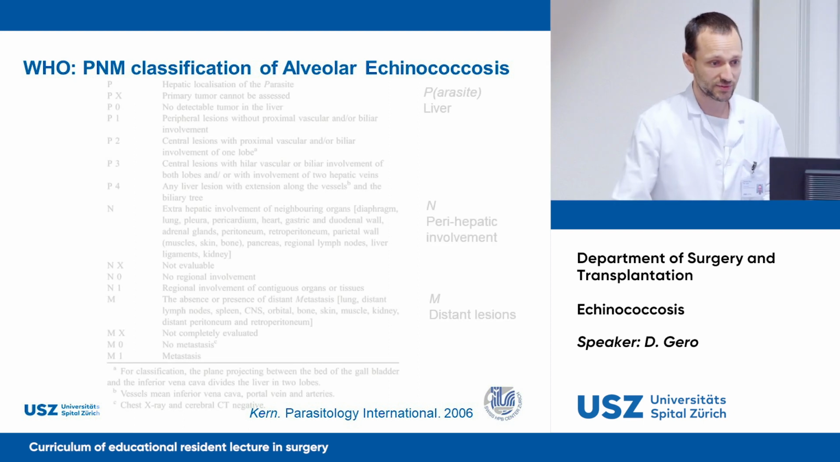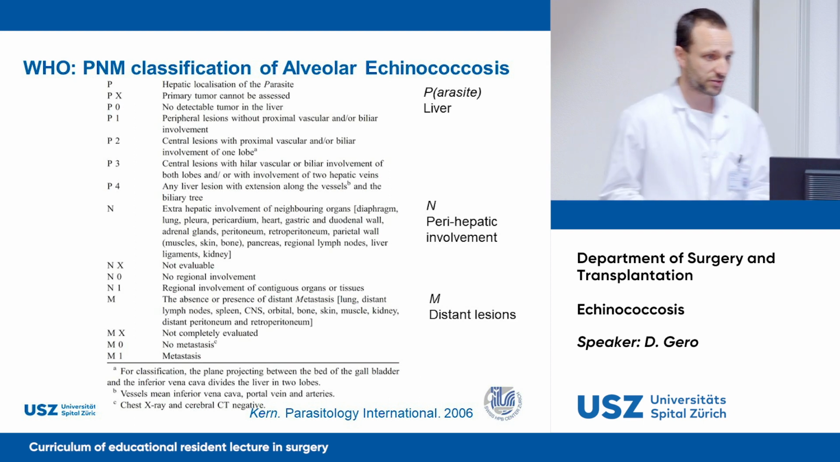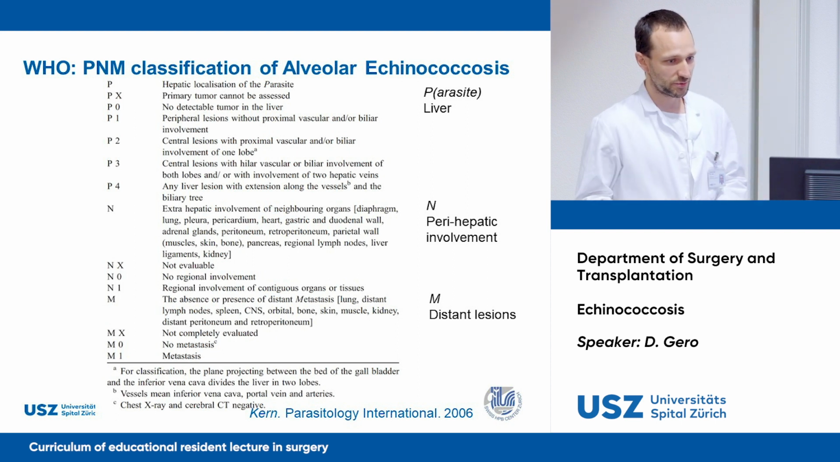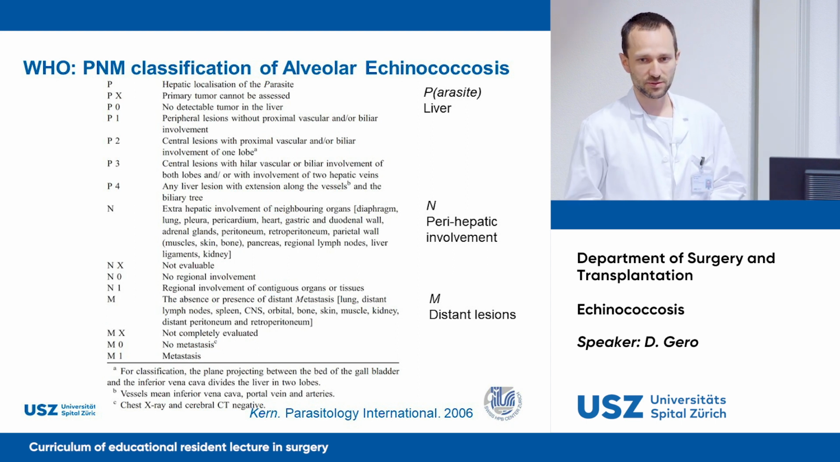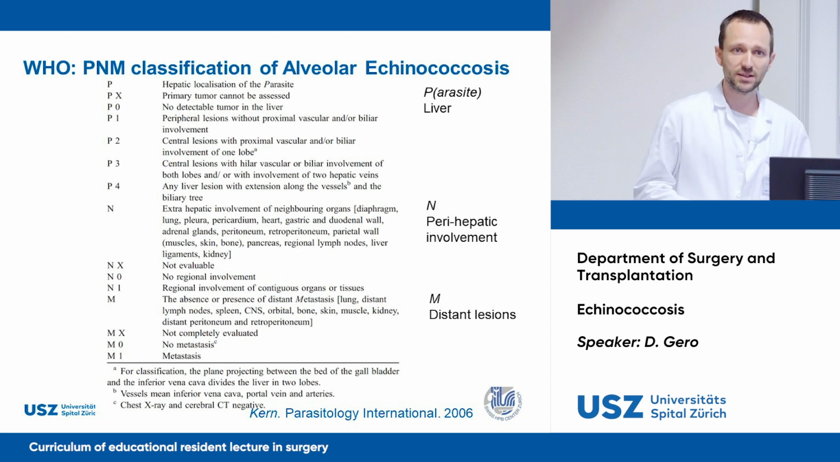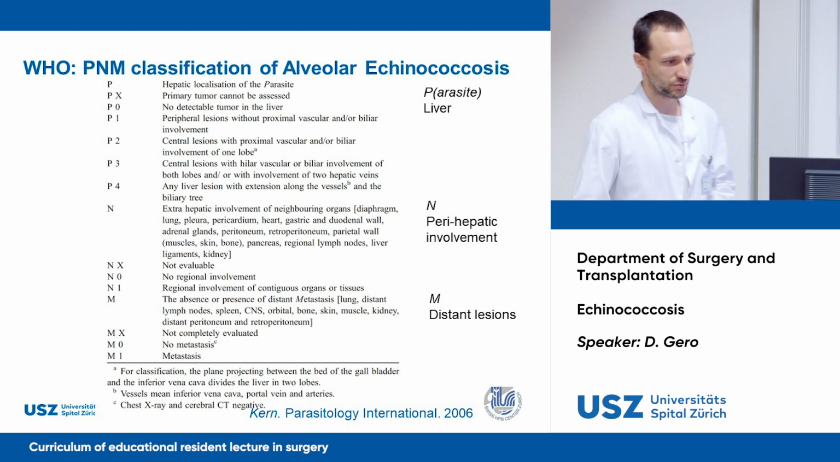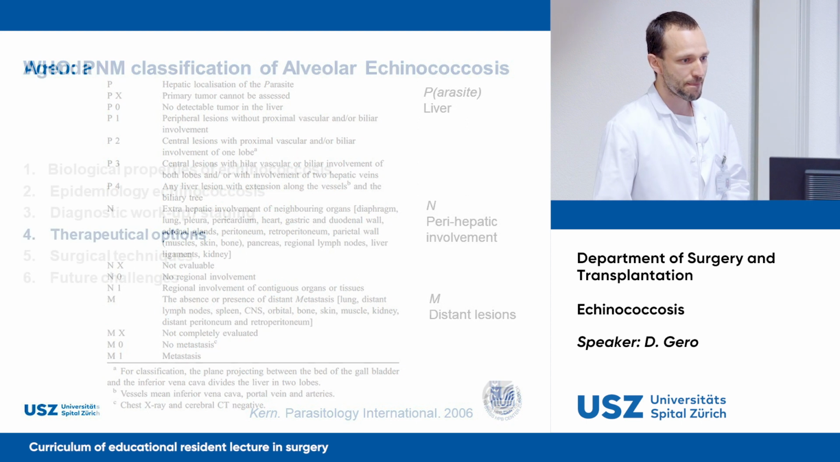Yeah, that's correct. So it's an analogy to the TNM classification, where P refers to the local parasitic involvement in the liver, N is the perihepatic involvement, and M the distant lesions, which are quite rare. The common feature between alveolar echinococcosis and malignancy is the destruction of local tissues and invasion of other organs.